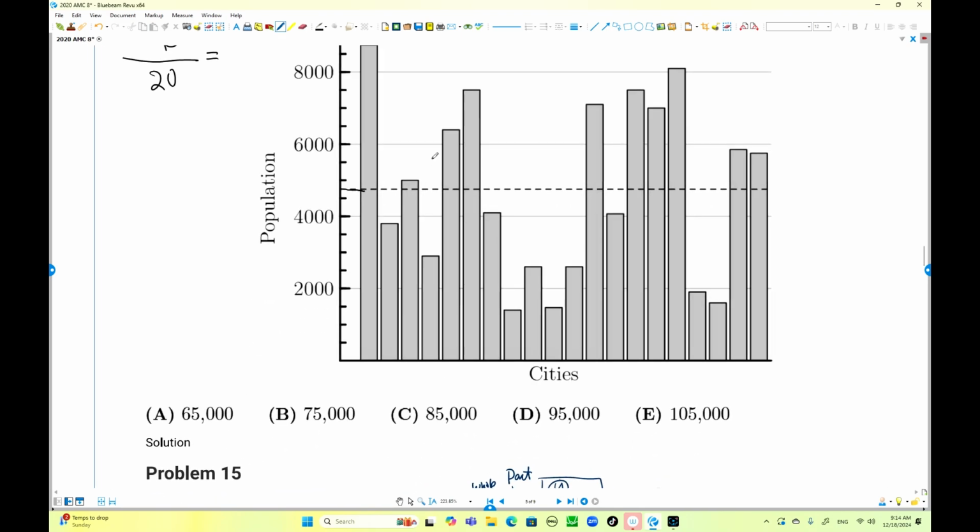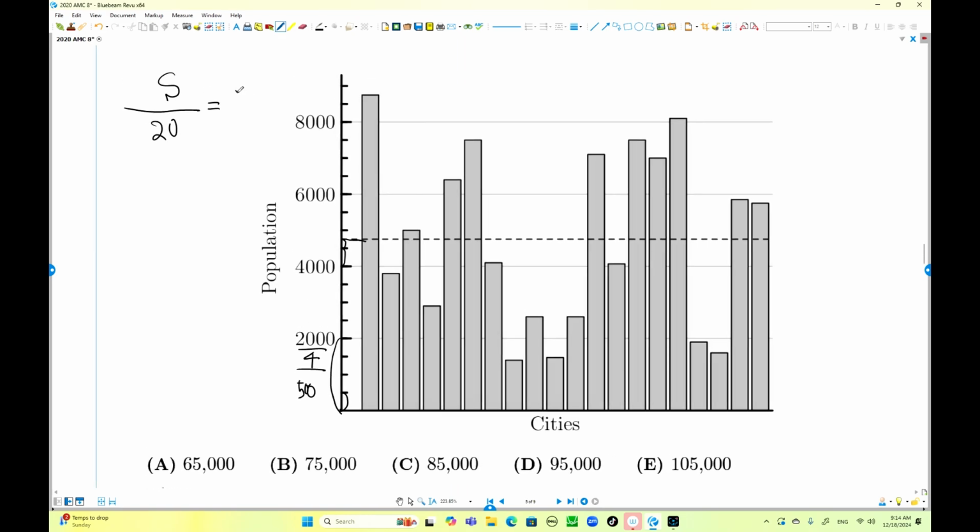What is the average population here? From here to here is 2,000, when you divide by 4, each grade is 500. Half of this one is 750, okay? So 4,000 plus 750 is 4,750. So when you multiply by 20, that is the value of x. Okay, 4,750 times 20 is 95,000, okay?